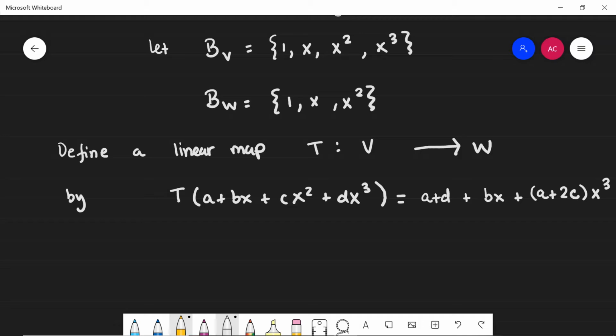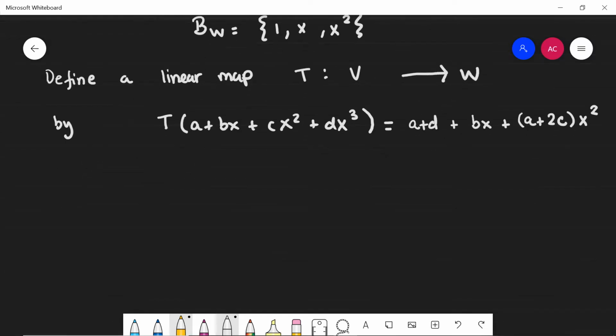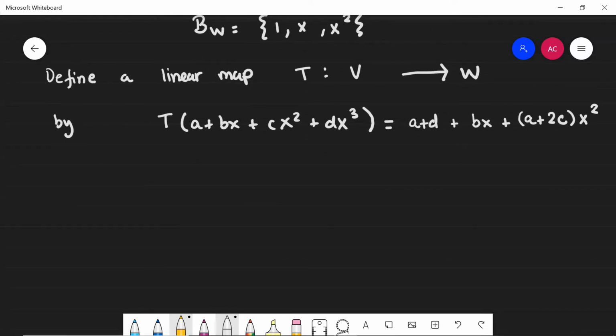Whoops, and not cubed. I need a squared here. Okay. So now I do in fact have a mapping, and it's a linear mapping that takes me from the space of degree 3 polynomials to the space of degree 2 polynomials. Okay. So my goal is to construct what is called the matrix representation of this map.